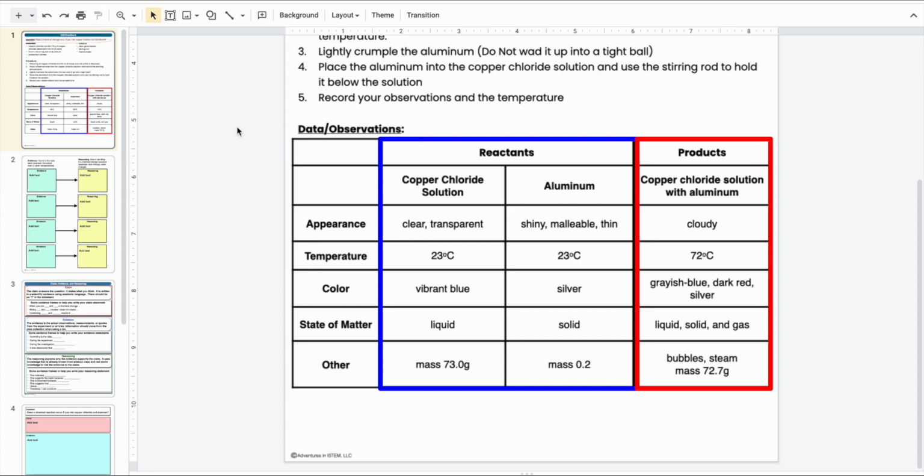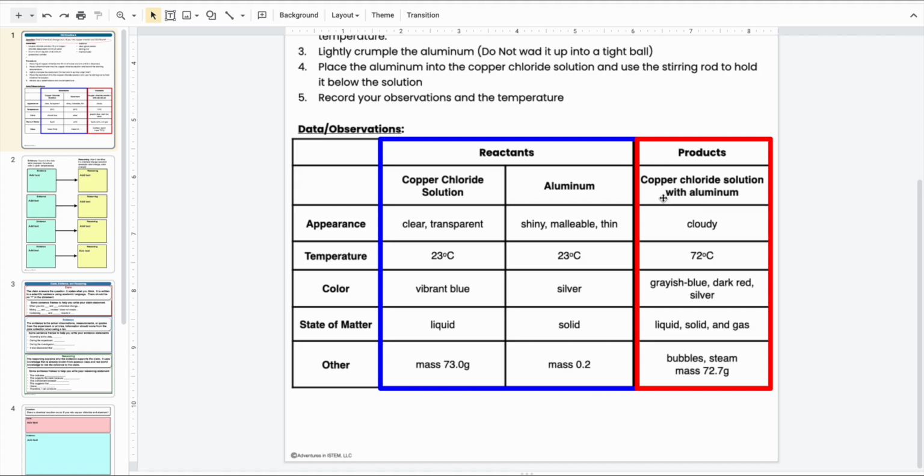So first, let's go ahead and look at appearance. We have that the copper chloride is clear and transparent, the aluminum is shiny, malleable, and thin, and that together it's cloudy. Now, I could put that as evidence, but reasoning, what does that mean? Appearance doesn't really mean anything according to our evidence of a chemical reaction. So I'm not going to be looking at the appearance. It's there, but I'm not going to use it to determine if a chemical change has happened.